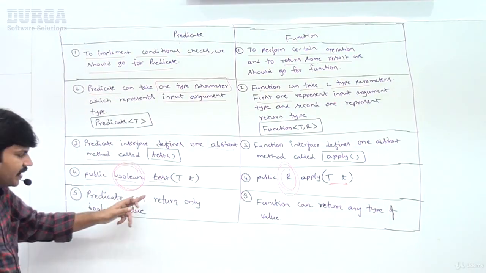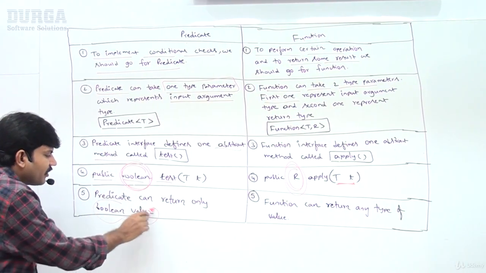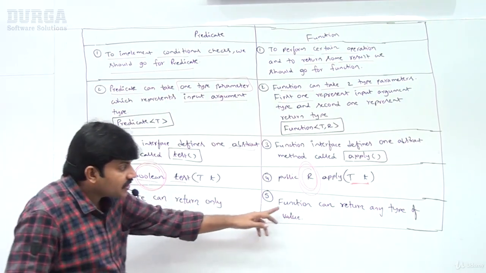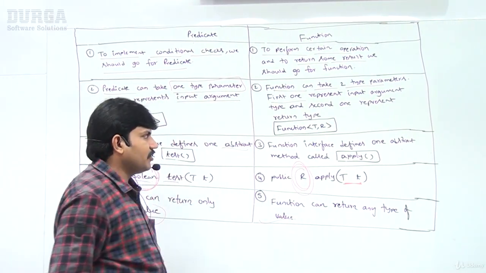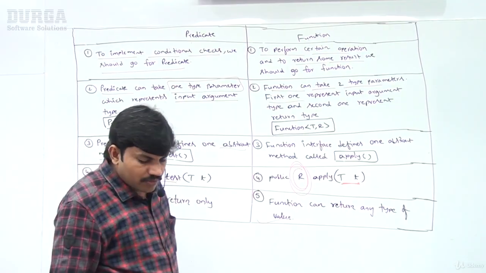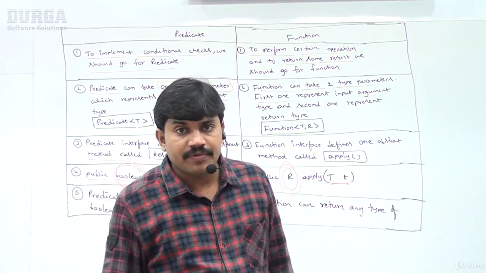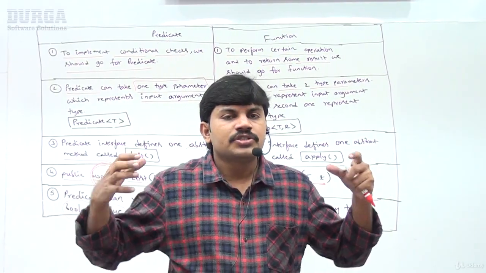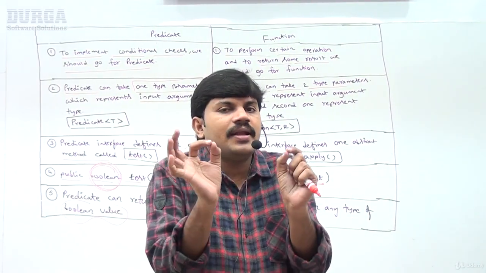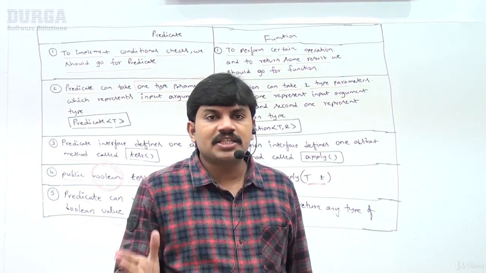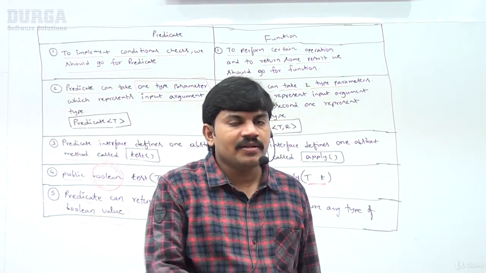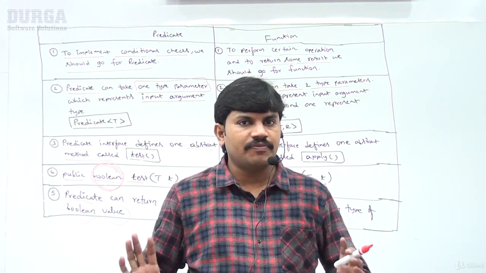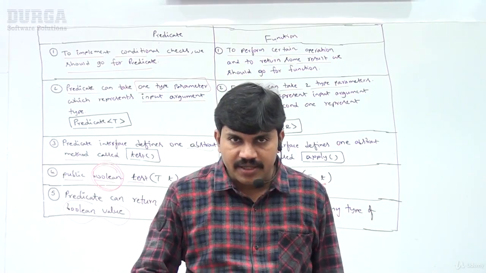Next, predicate can return only Boolean value. Are you getting that? Predicate can return only Boolean value, but function can return any type of value. That's all, sir. In the interview room, if any person is going to ask what is the difference between predicate and function, you have to tell this. Seems both are the same with a slight difference, right? Predicate is a special case of function where return type is always Boolean type. That is the difference between predicate and function. Clear, right?